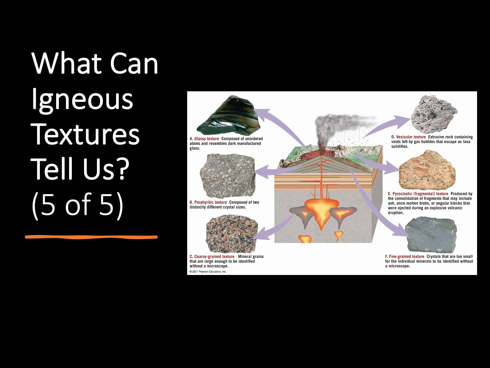We also have pyroclastic in the middle on our right. And remember, these are the ones that are broken apart in an explosive volcanic eruption that produces a lot of heat that kind of melts those broken pieces back together. And then finally, we have our fine-grained textures. These form very rapidly at the surface, and we need a microscope to see the minerals because they formed so quickly that they didn't have enough time to grow any larger.